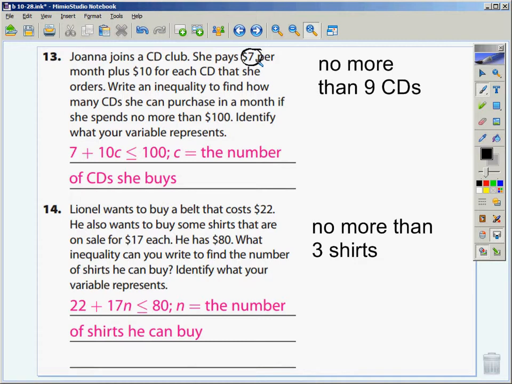$7 is what I'm spending every month. $10 for each CD. This is the total that I'm going to spend each month. This is the total of what I have to spend each month. Can I spend all of the $100? Yes. I'm capable of spending it all, so it could be equal. Can I spend more than the $100? No. Which is why it's less than or equal to.